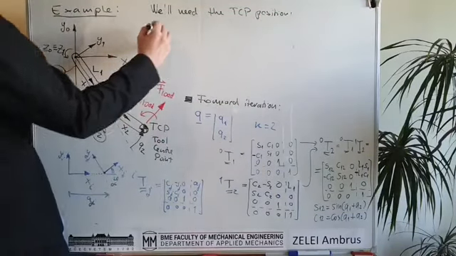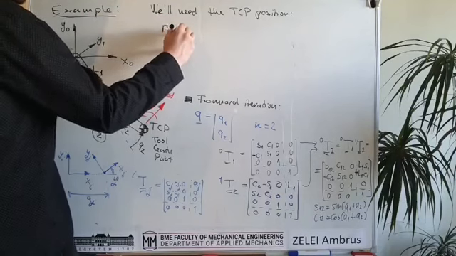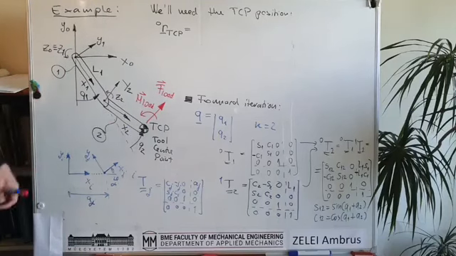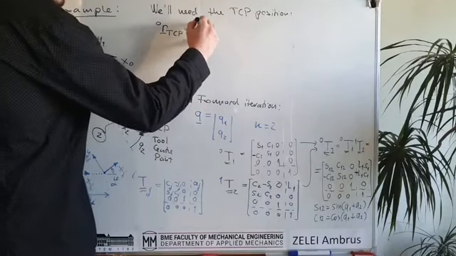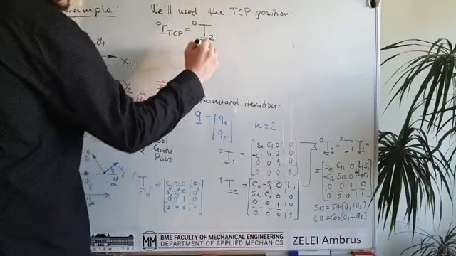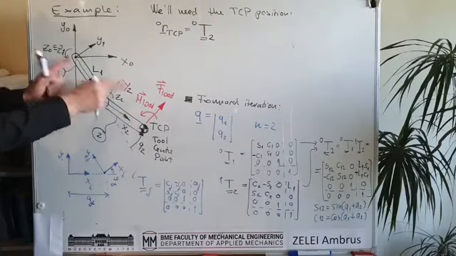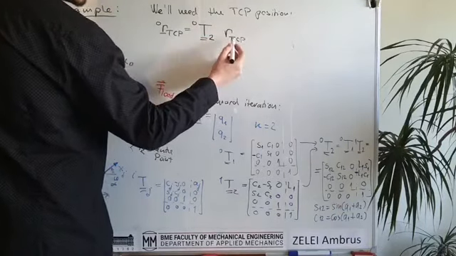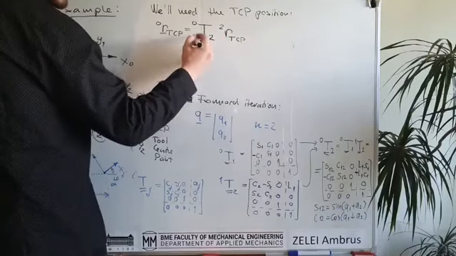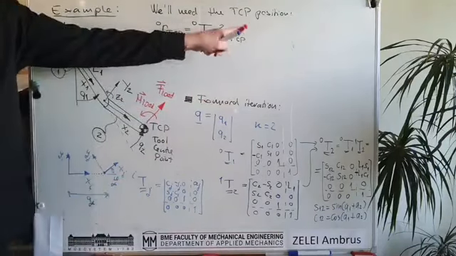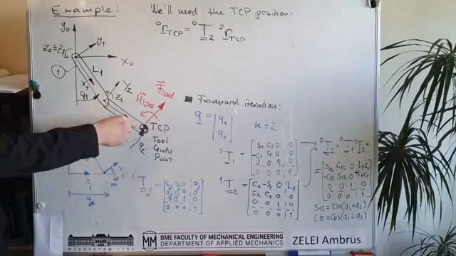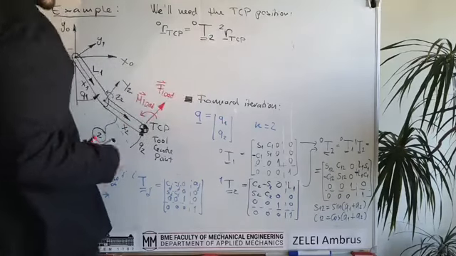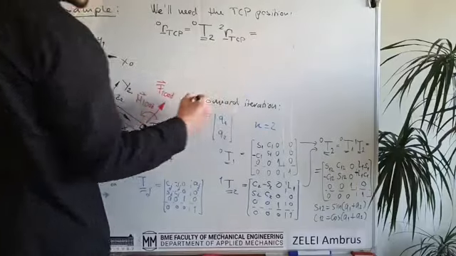So let's calculate it. The technique is always the same. We would like to obtain the TCP position in the global frame. So we take the transformation matrix, which transforms from the second to the global one, and we multiply it with the TCP position, and this TCP position is given in the so-called local frame or in the second frame. So it's always a constant, time invariant vector in the local frame.